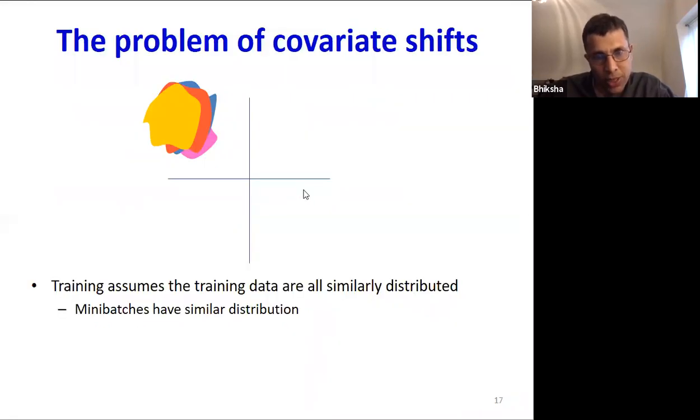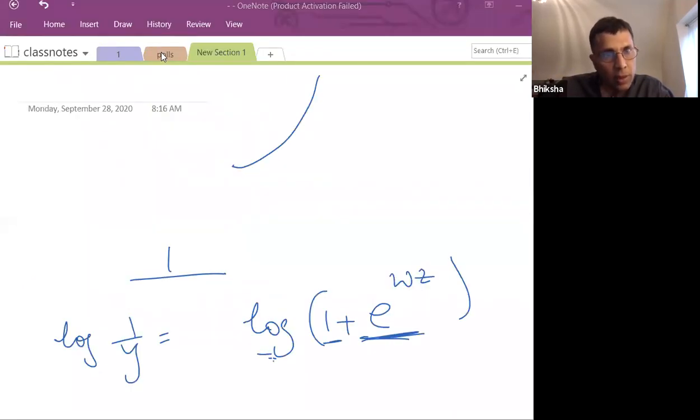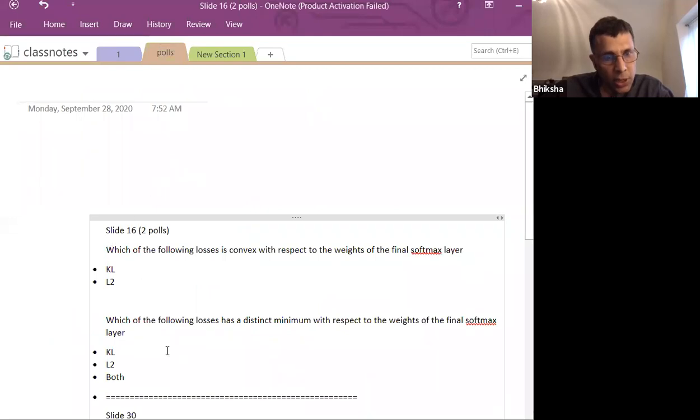So let's start here. Here's your first poll. For those of you who can't see the poll, here is the poll. This is the first of these polls. There are 2 questions.